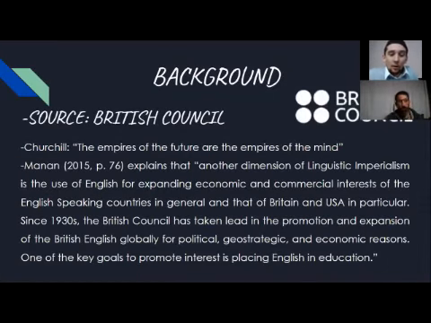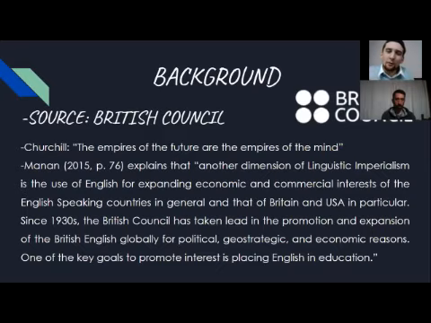So what is the source? Where did we get the text from? Well, we got the text from the British Council. Now, we shouldn't be naive or innocent when dealing with this kind of material, because the British Council is an organization run by the British government. And the goal of this organization is to spread British ideology and culture.